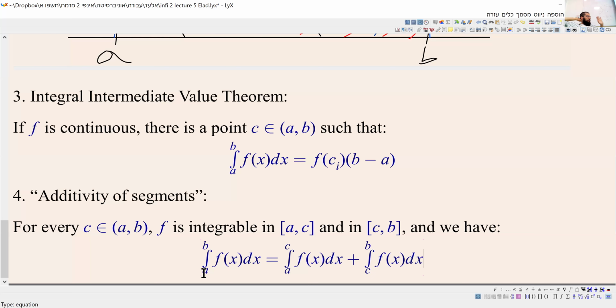We can calculate the whole area from A to B by parts, from A to C and then from C to B. And of course, if F is bounded on the whole big segment A to B, it is bounded on AC and CB, etc., etc. So that's our fourth property.